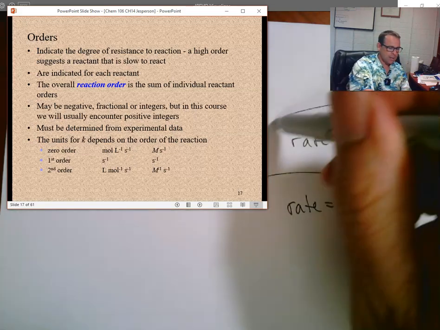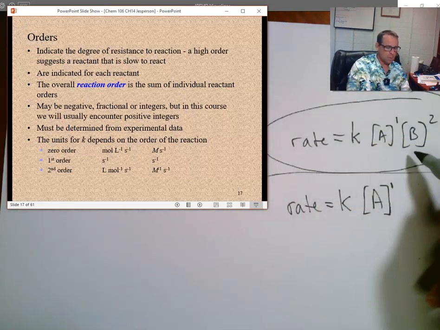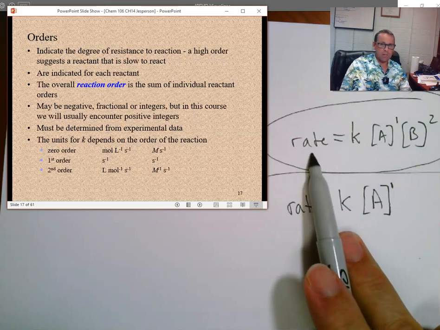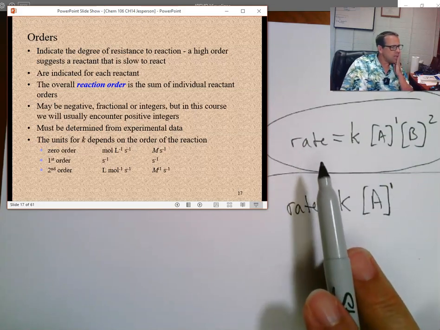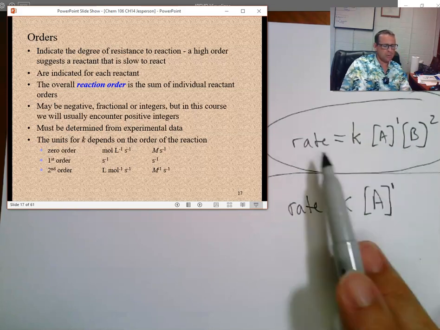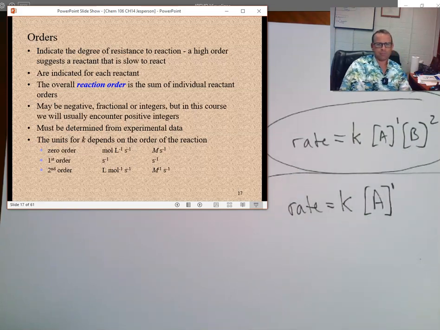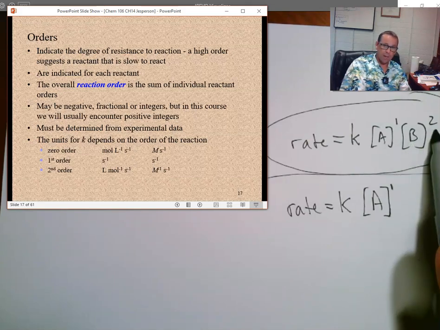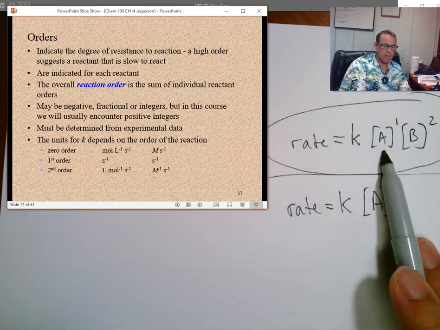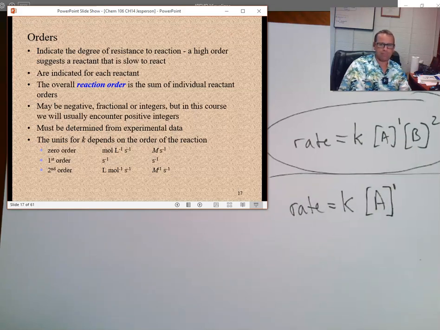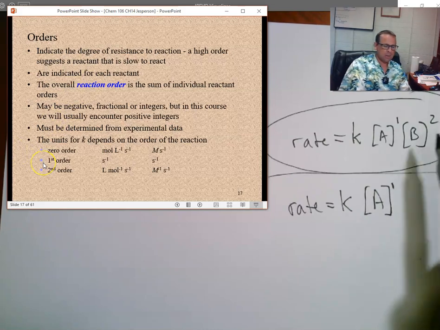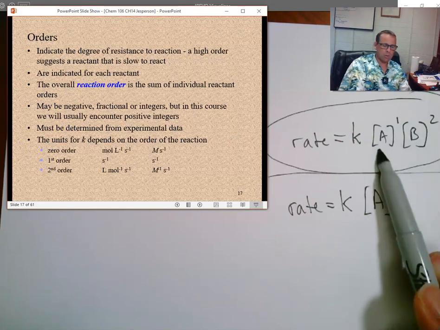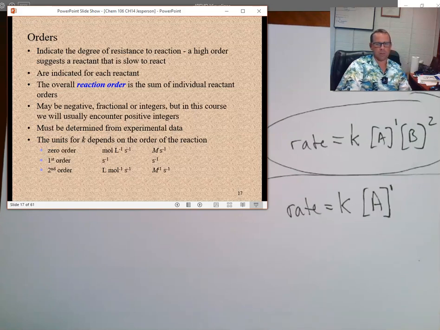In fact, we can tell which one of these reactants, A or B, influences the rate of the reaction more. What do you think, Jace? Which one, A or B, will influence the rate of the reaction more? B. B will, because for every concentration change you get in B, we square that, right? Whereas the concentration of A influences, but it's not squared. So second order means that this one influences the rate of the reaction more than the first order component does.